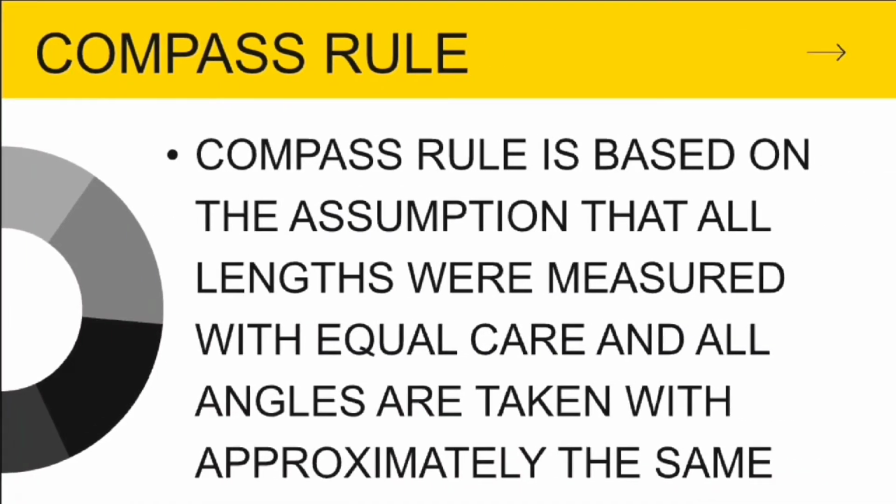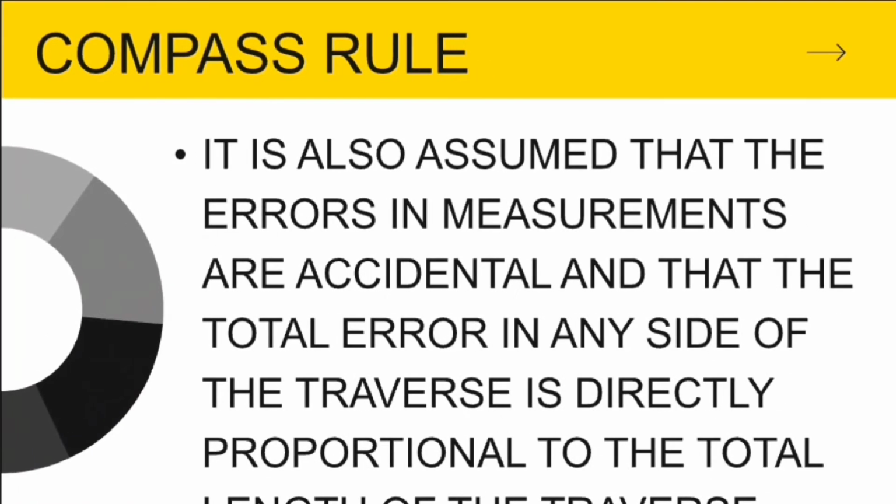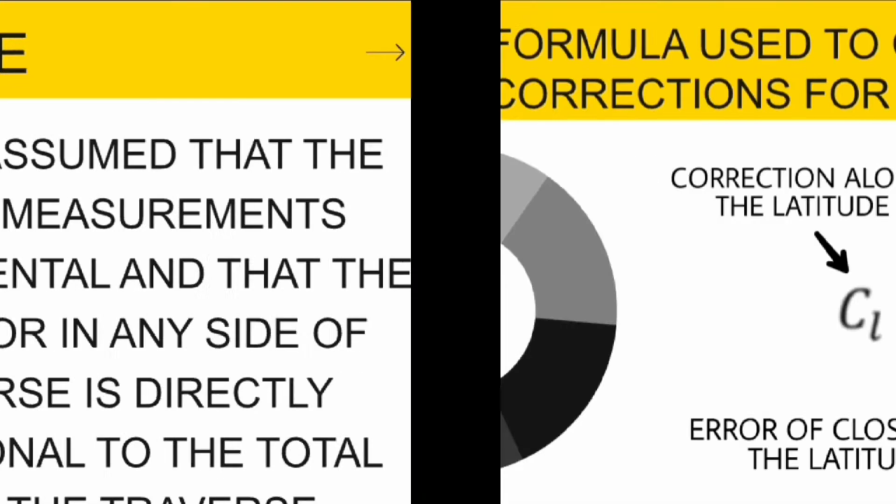Now let's proceed to the method that we are going to use in eliminating the error of closure. The compass rule is based on the assumption that all lengths were measured with equal care and all angles are taken with approximately the same precision. It is also assumed that the errors in measurements are accidental and that the total error in any side of the traverse is directly proportional to the total length of the traverse.